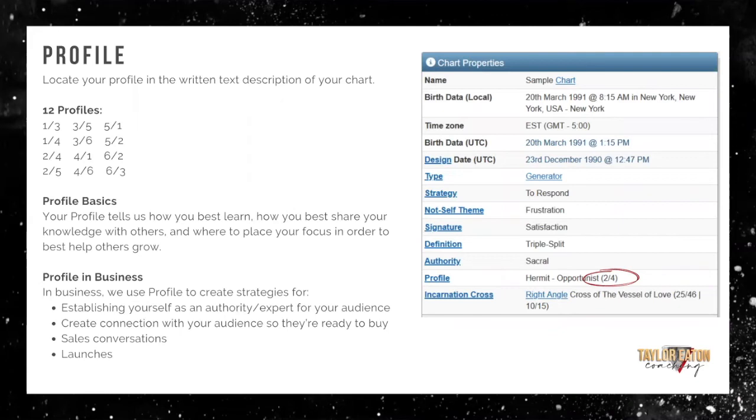Now in business, we use profile to create strategies for establishing yourself as an authority or expert for your audience, creating connection with your audience so that they're ready to buy when you have something to offer. We use profile to figure out how we can better our sales conversations and also create launches that sell out easier, because we are really playing to the strengths of the way that we best share our knowledge with others, right? Which is something that our profile tells us. So those are all the main components, right? Energy center or energy type, authority, defined energy centers, undefined energy centers, and profile.